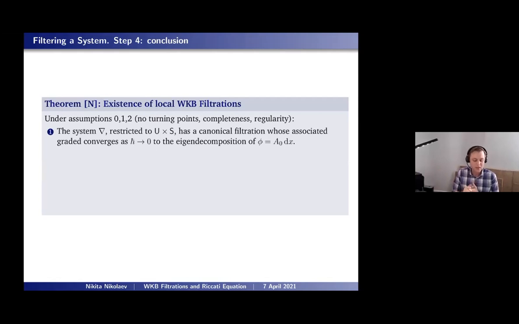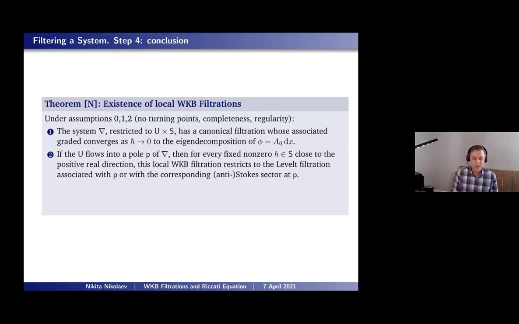So 1, if I take my system and I restrict it to this domain U cross this sectorial germ, that has a canonical filtration. And this filtration has the property that if I take its associated graded, now that's some kind of diagonal system, that is an Eigen decomposition that converges to the Eigen decomposition of the leading order term as h bar goes to 0.